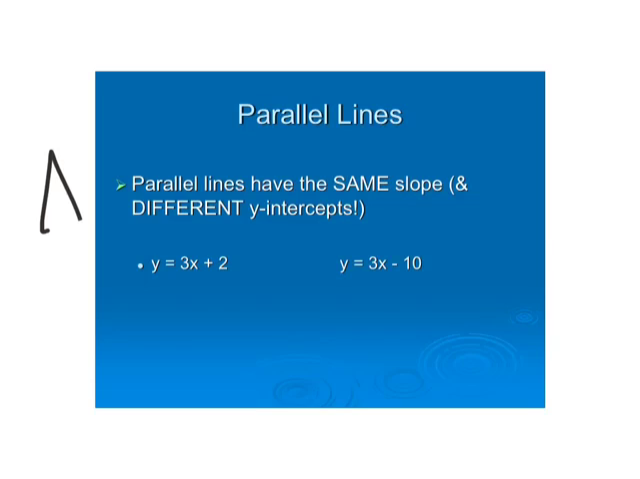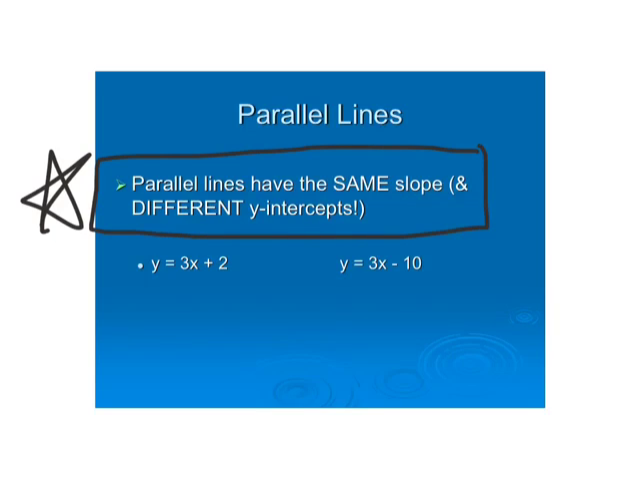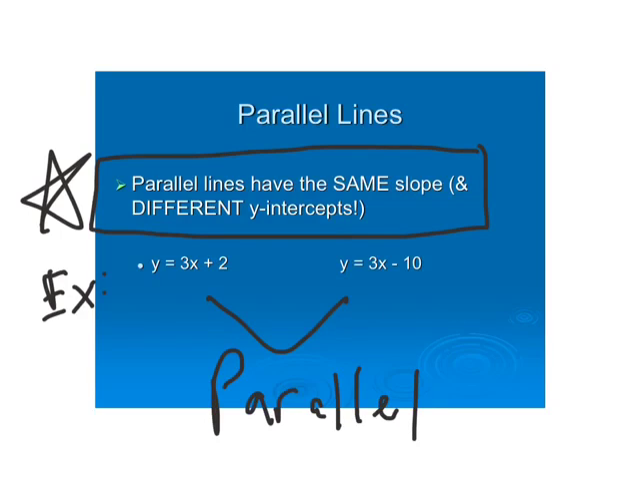This right here, ladies and gentlemen, is very important to get down into your notes. Parallel lines have the same slope and different y-intercepts. Parallel lines, same slope, different y-intercepts. So for example, these two lines right here are parallel. And the reason that these two lines are parallel is because they have the exact same slope. They have the same m. Make sure this is in your notes. Parallel lines have the same slope and different y-intercepts.